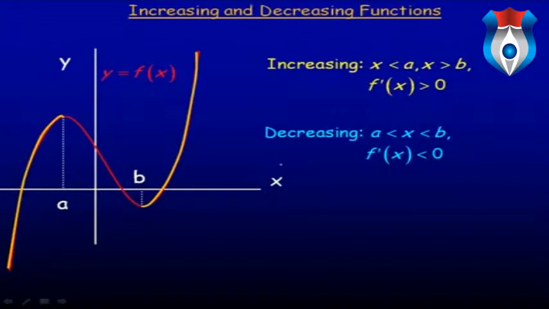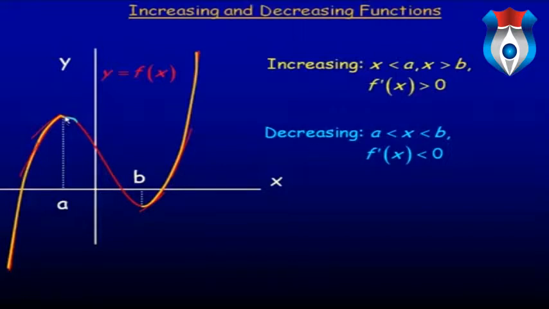Now, if you draw a tangent line in any of those intervals, for example here, or here, here, or here, notice that all of those tangent lines are sloped upward. So the derivative would be positive in all of those places. A positive derivative means that the function is increasing.